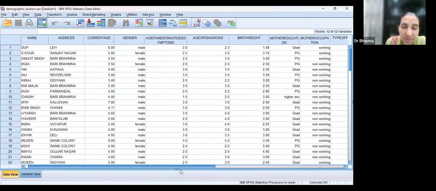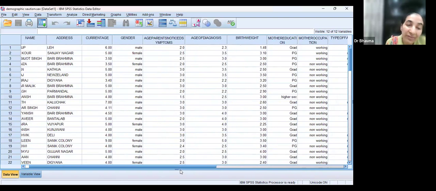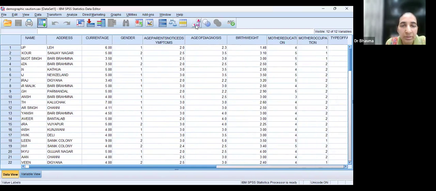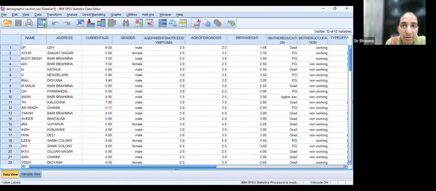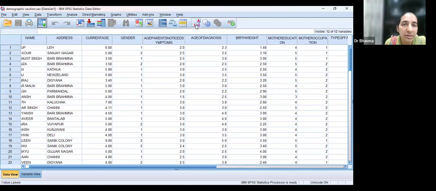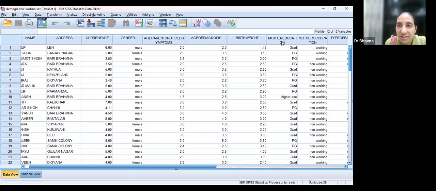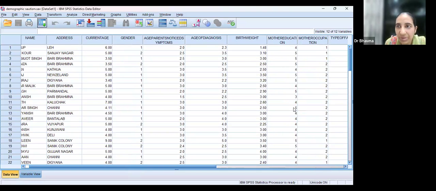You should know, this is how Excel sheets are made. And this is how you frame your data, code your data in SPSS. Just a second. See, can you see there is something different on your screen when I click on this branching arrow? See, gender 1 and 2. See, mother's education, PG, graduation, higher secondary here, and it converts into numbers here. Mother's occupation 1, 2, 2, 1, and so on.